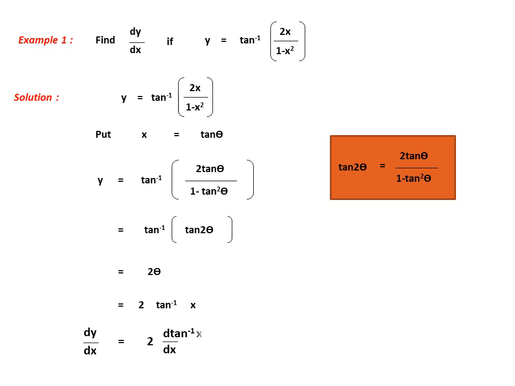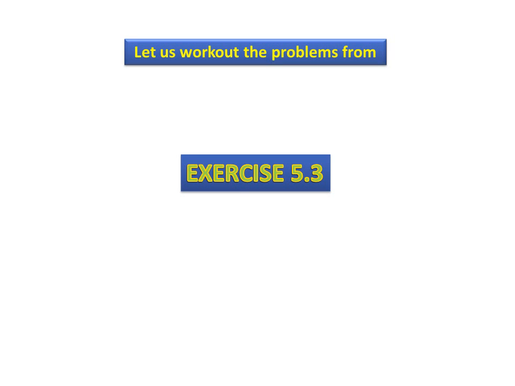So dy by dx will be equal to 2 into d by dx of tan inverse x, which is 2 by 1 plus x square. So this is the technique you have to remember. This is one illustrative example. Now let us work out exercise problem 5.3.